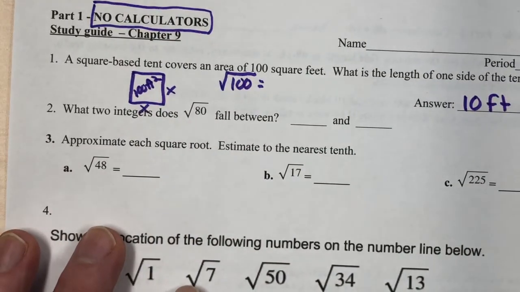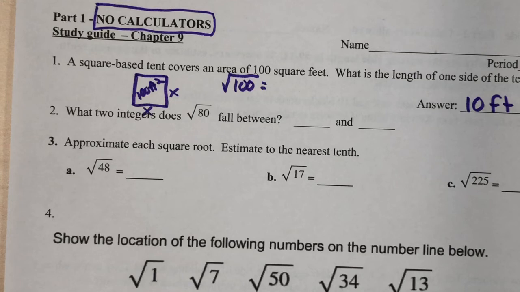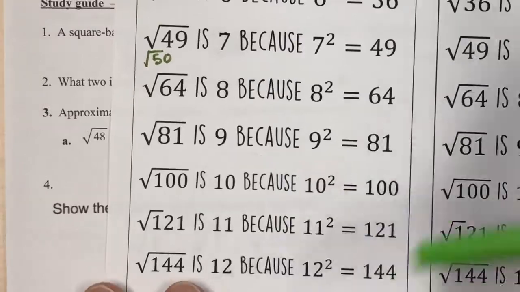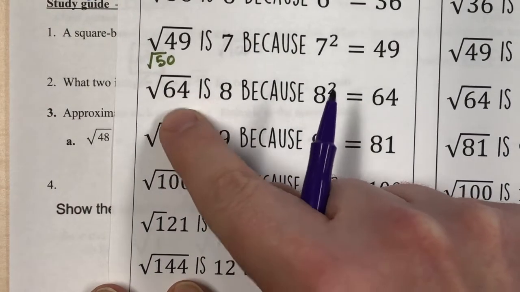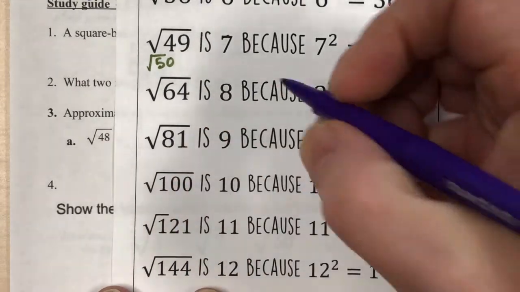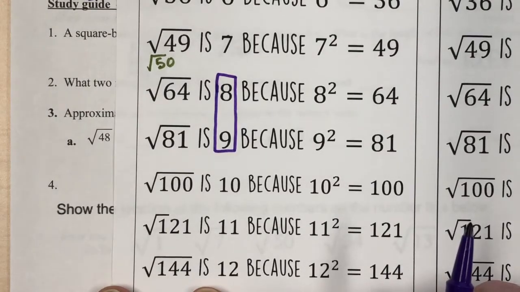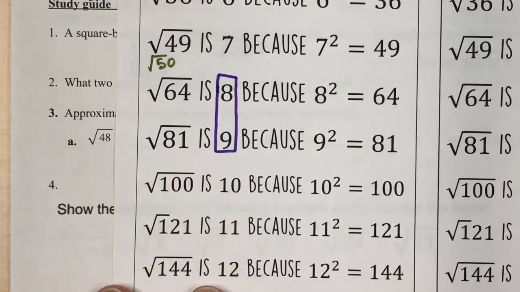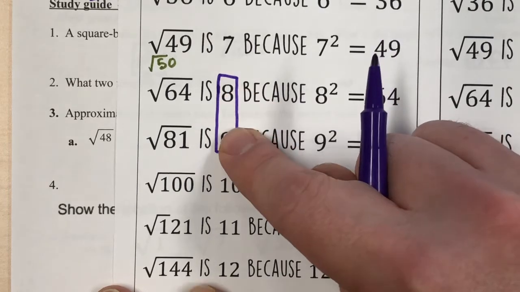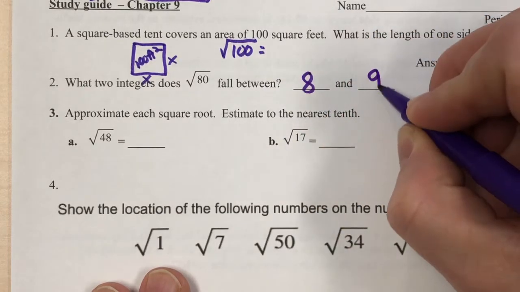Number 2, it says, what two integers does the square root of 80 fall between? When we are using this sheet that we got, we know that the square root of 80, if I look it up, falls somewhere between the square root of 64 and the square root of 81. And so these numbers right here, these are my integers. When it asks for integers, we have to say it's between this and this. So with the square root of 80, it falls between 8 and 9. That's what you would put on this blank: the number 8 and the number 9.